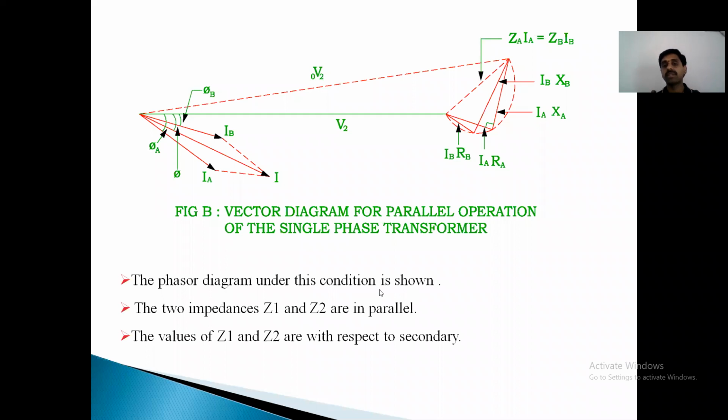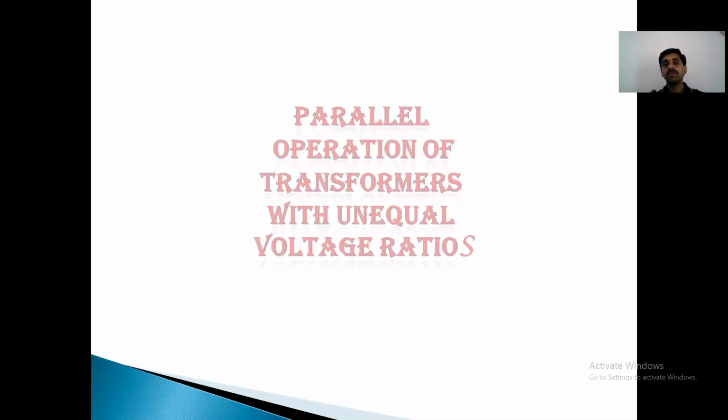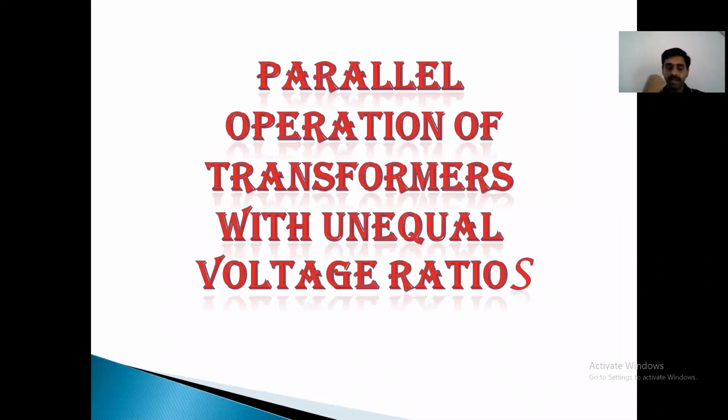In the phasor diagram under this condition, the two impedances Z1, Z2 are in parallel. Z1, Z2 are with respect to the secondary; the values of Z1, Z2 are calculated with respect to the secondary side. So we'll see the derivations of that part after completing unequal voltage ratios.